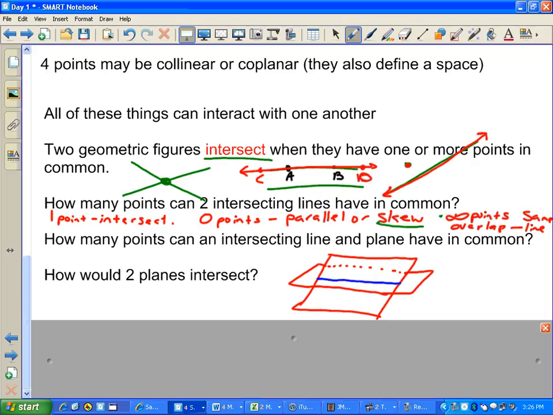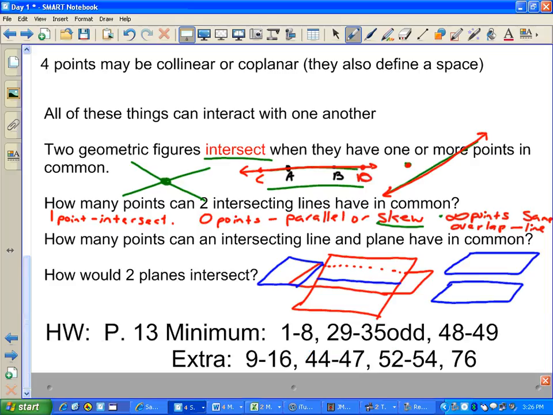You could have parallel planes, so if you have this plane and this plane is running parallel to it, they will never intersect. Or you can have planes that are coplanar, so they're sitting on top of one another. If I have another plane that's sitting right on top of that red one, they'll have an infinite number of points. Every point that's on that plane will be on the other plane also.